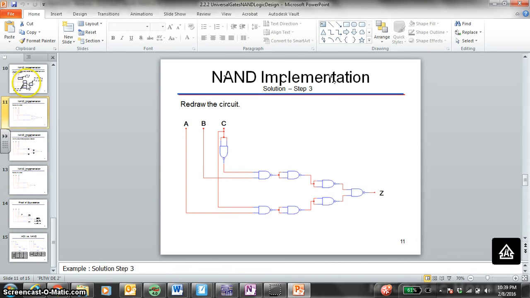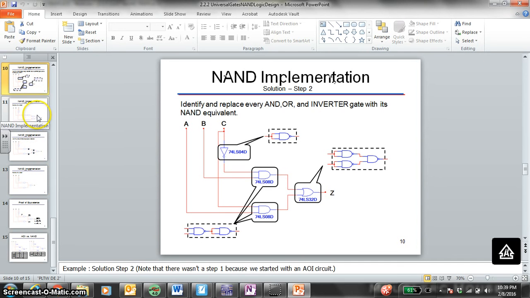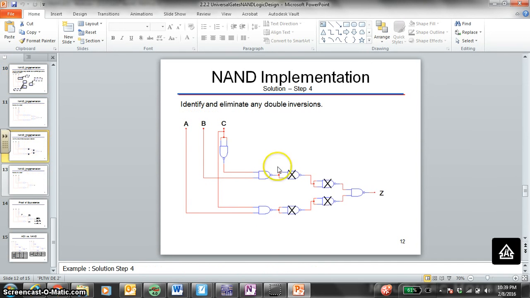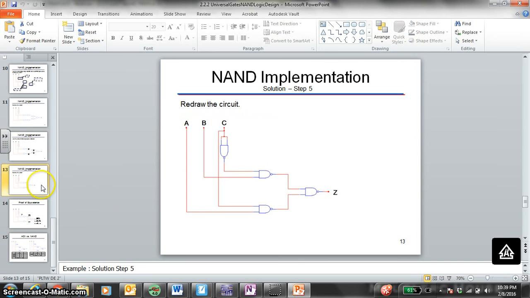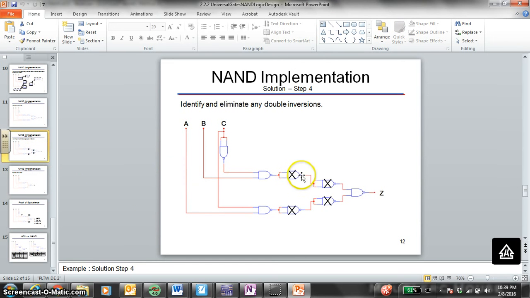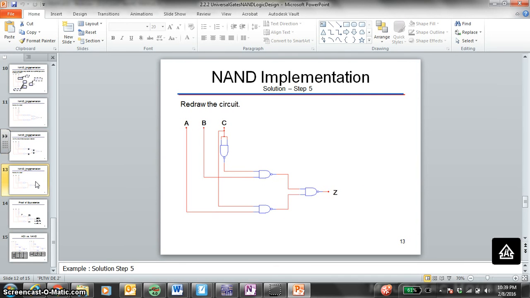What happens is if you have 2 inverters in a row, you can delete them. NAND implementation. Identify and eliminate any double inversions. A double inversion is 2 in a row of a wire getting split into 2, inverted, and that same wire getting split into 2, inverted, because a double negative would just lead to a positive. So here's your PowerPoint example. It would simplify to that. You can eliminate any 2 in a row, and then this example circuit would simplify to that.